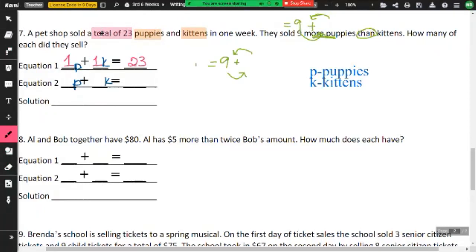It says more puppies. So P is going to go on this side, K is going to go on this side. And then we're going to flip it. And now you want both variables on the same side, so minus K. So you get 1, -1, and 9.